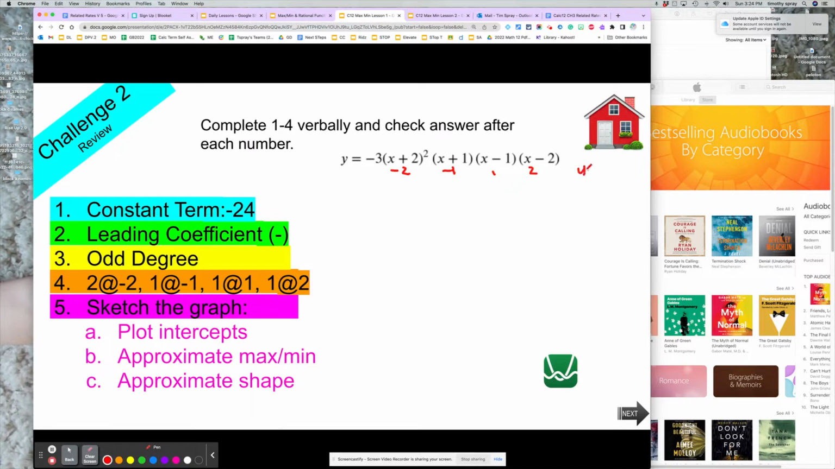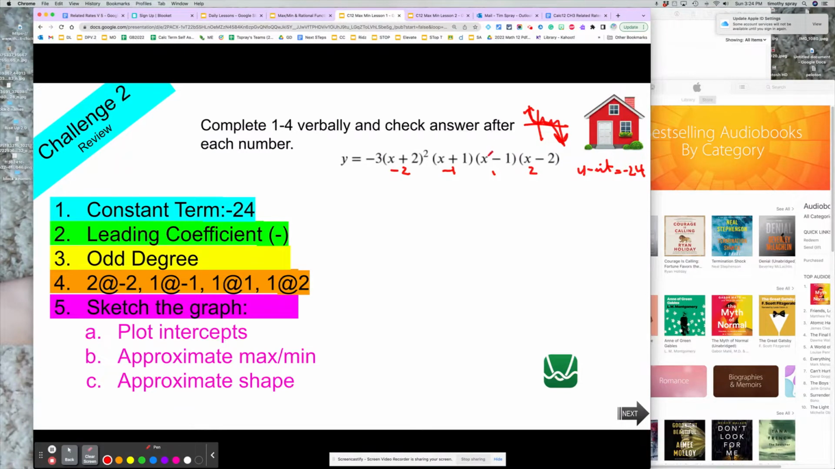We know that the y-intercept is, let's see, it's going to be -3 times 2 times 2 times 1 times -1 times -2. So the y-intercept is -24. Okay, and so if we were to graph this, we also know that the degree is 5, and it's negative. So that means it's going to go down like that, like this, or like this.